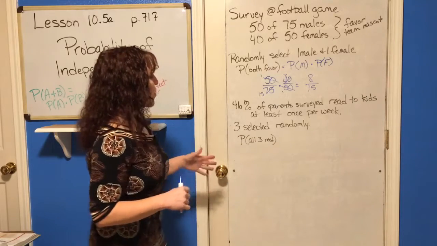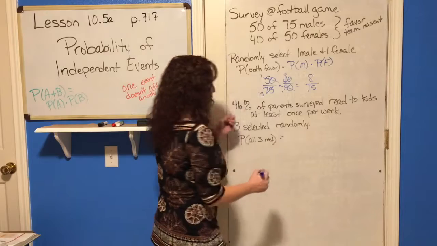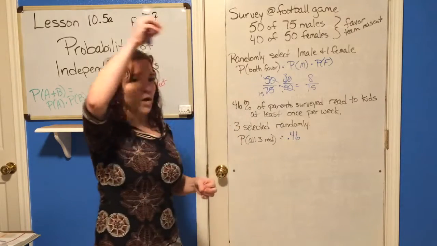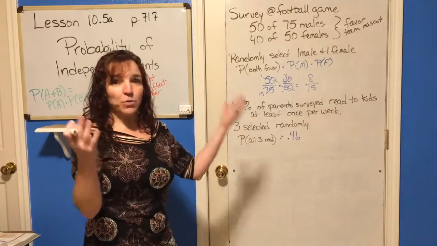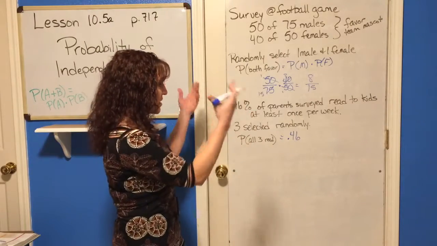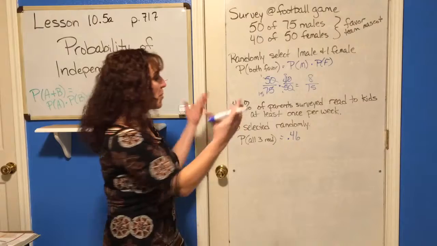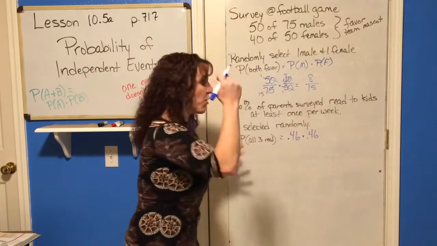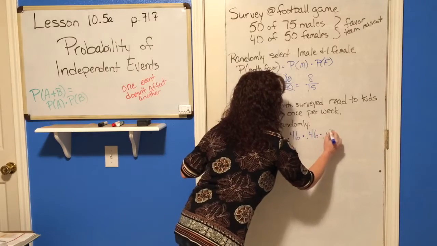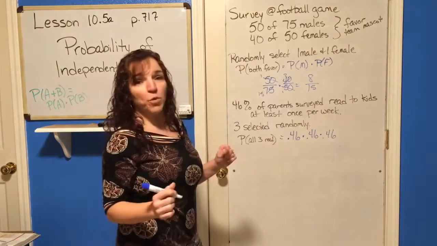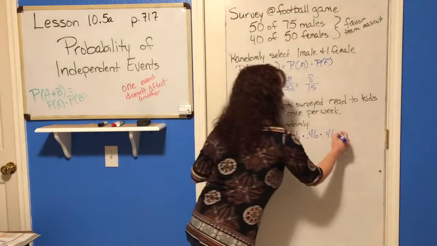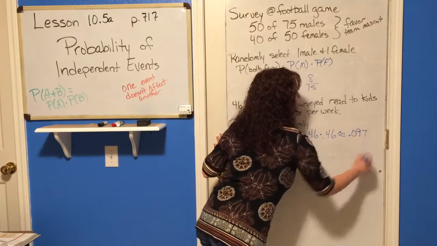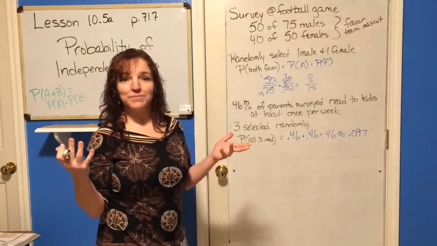Well, we know that the first one we pick, the probability is 46%, so 0.46. Now we pick one more, and it doesn't matter what the other one said, because it's 46% of all parents, so it's going to be times another 46%. And then we pick the third one, and that one is also 46%. So we just multiply 0.46 times 0.46 times 0.46, and that's approximately 0.097, and you're done. Just multiply it.